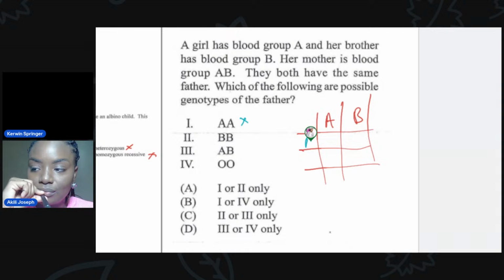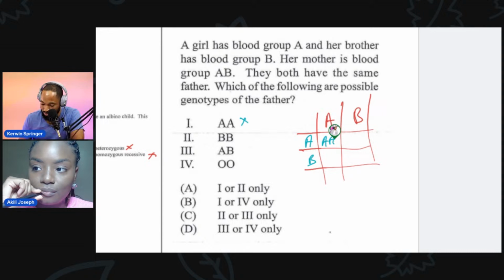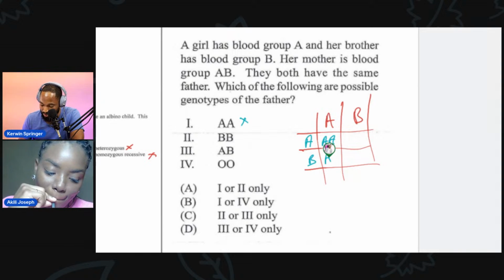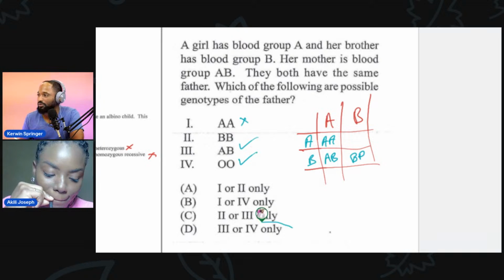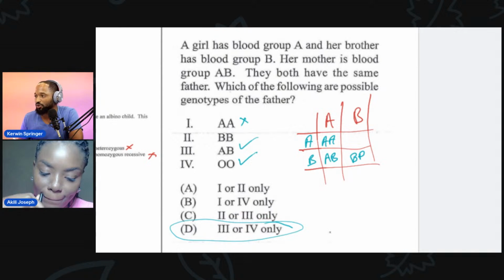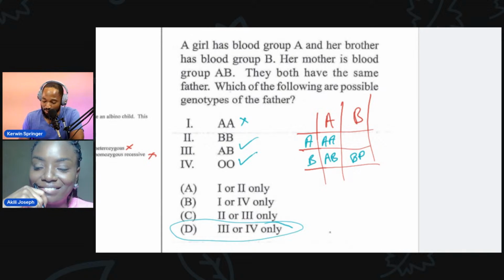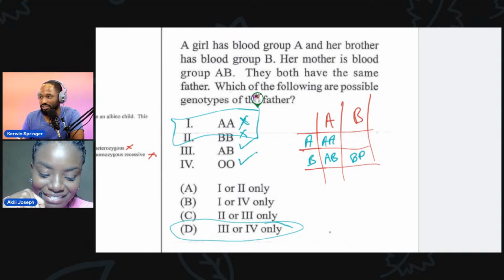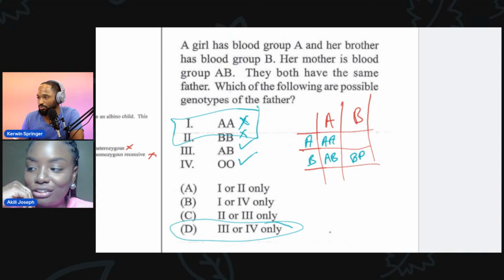So let me try the AB now. AA. So wait now. A, B. No, what am I trying? AB, yeah, BB. All right, so this one could work and this one could work. 3 and 4. And I know it had to be 3 and 4 because if 3 is working, then 2 is not working. Since double A is working, double B can't work. So you kind of get the other 2 by just watching the answers. You end up with 3 and 4.